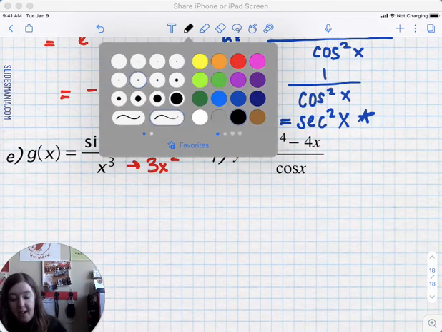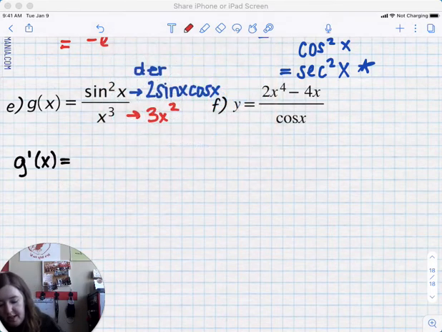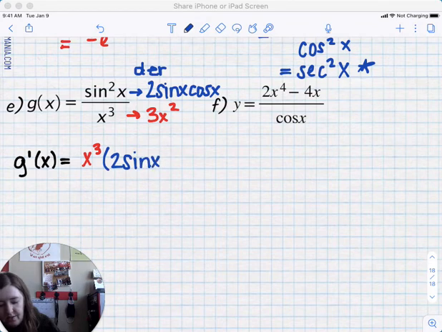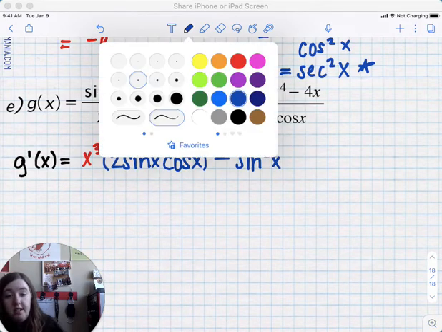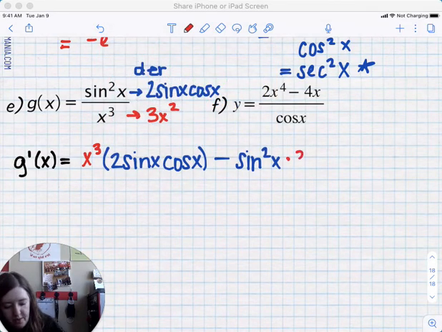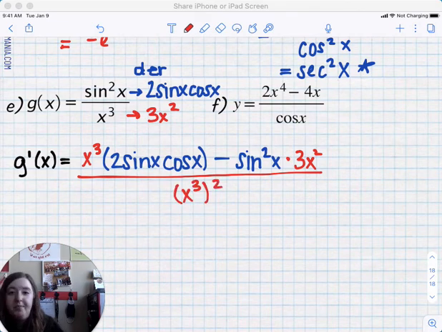Okay, so let's go ahead and find this derivative. G prime of x equals low, so x cubed, d high, so the derivative of the top, 2 sine x cosine x, minus high d low, so my original high was sine squared x, times the derivative of the bottom, 3x squared, all over low, low, so we're going to take that x cubed and square it.